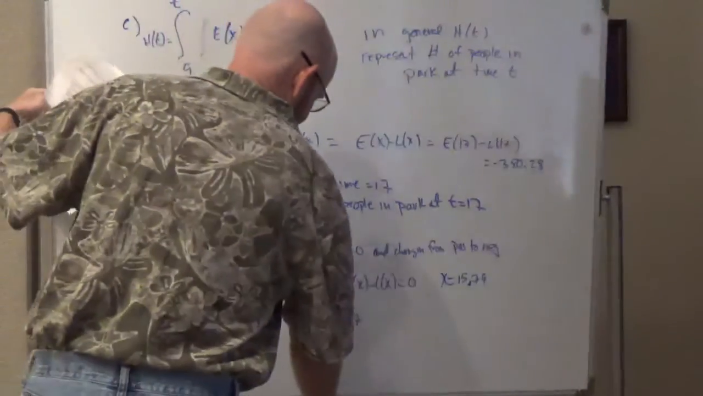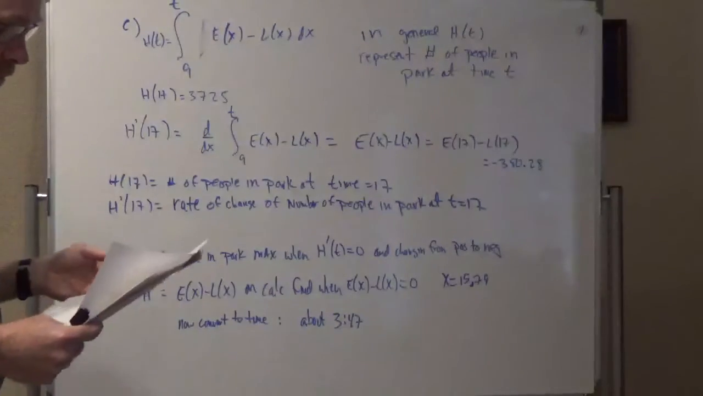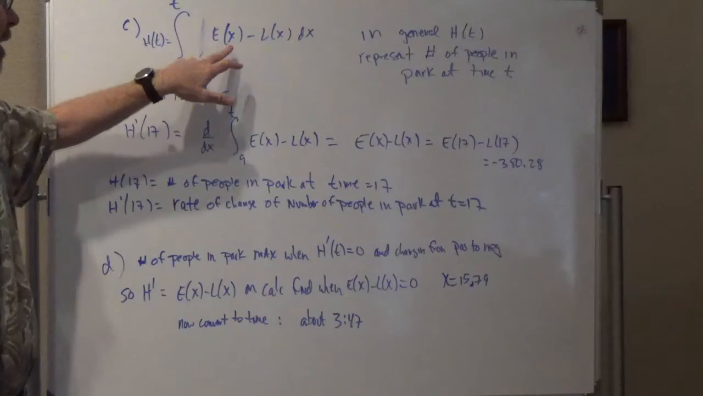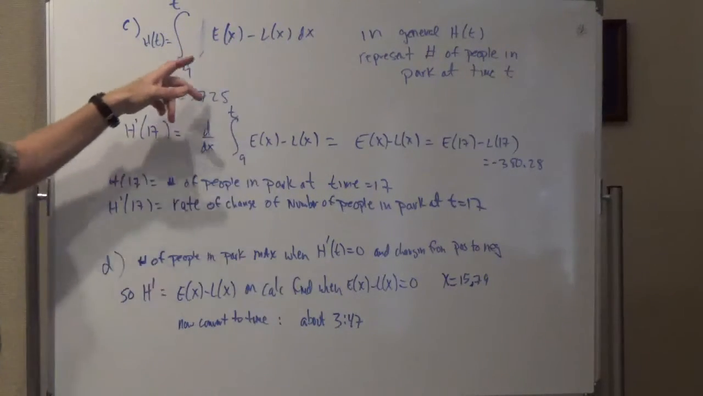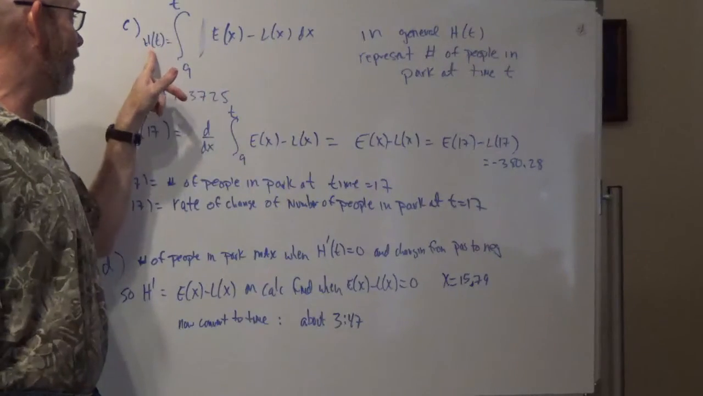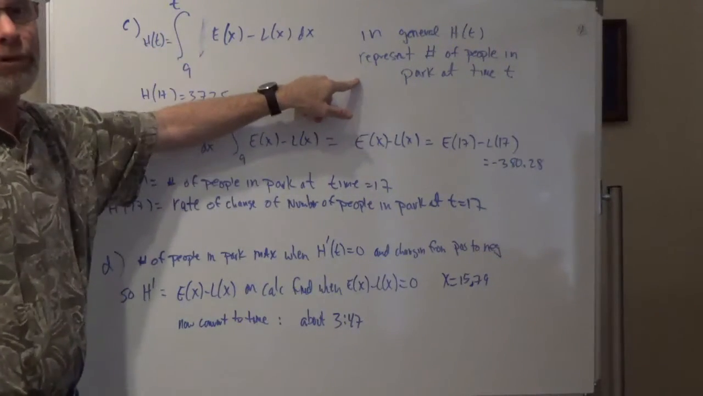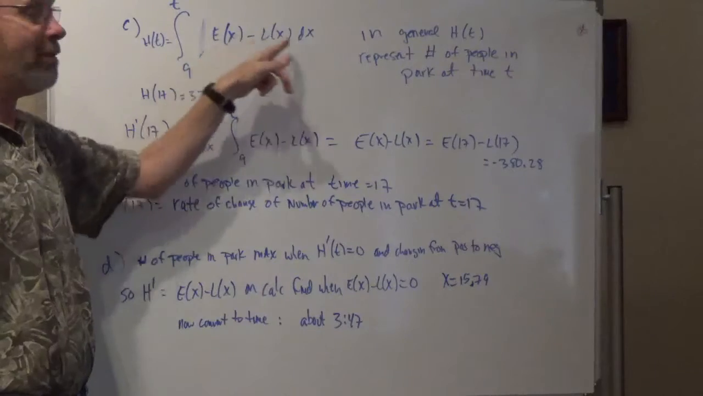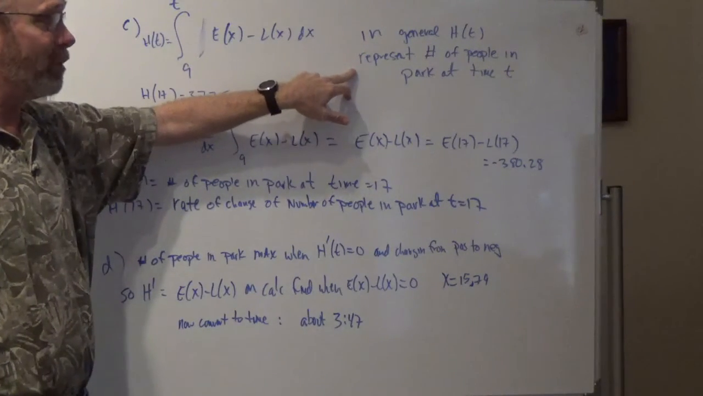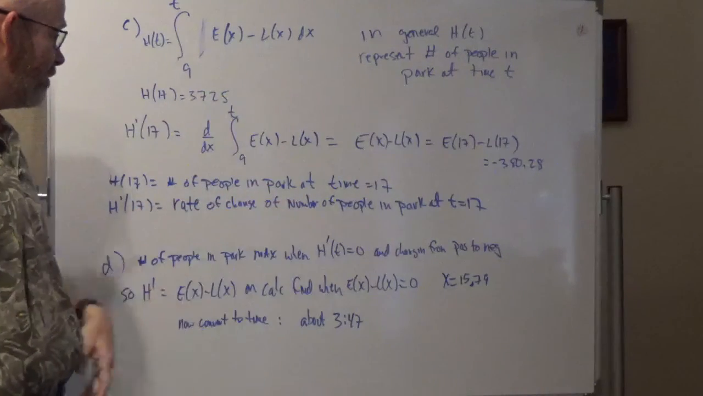Part C gave us this new function h, which was the integral of e minus L. So this is the rate at which people are going in. This is the rate at which they're leaving. So h, the integral of that is just going to be how many people are in the park, right? How many people have gone in minus how many people have gone out. So in general, h represents the number of people in the park at time t, which we're going to have to answer in just a second.